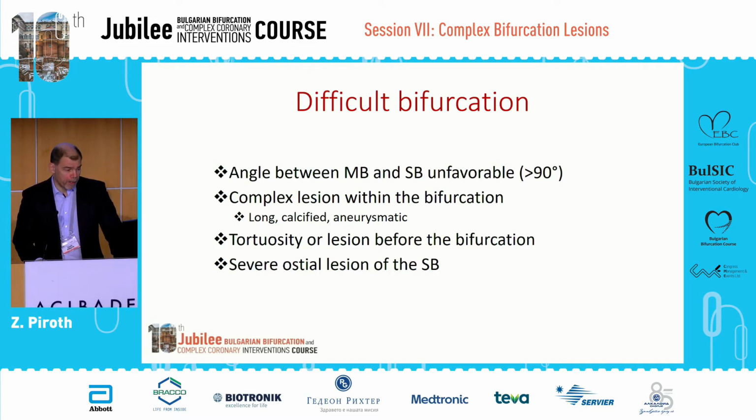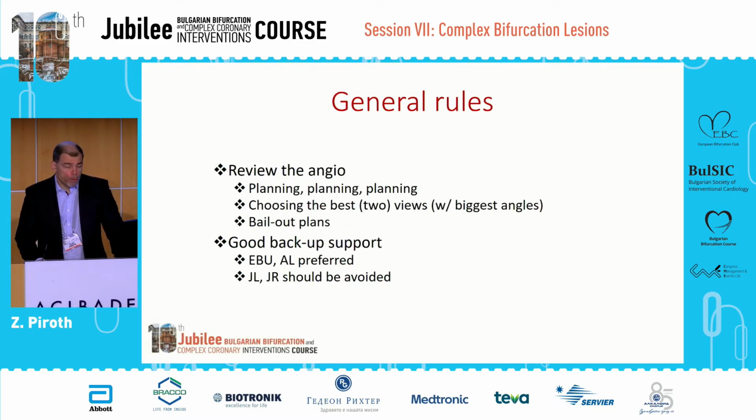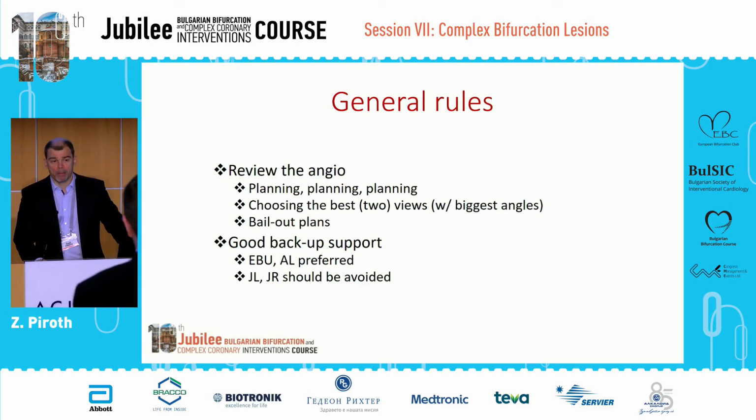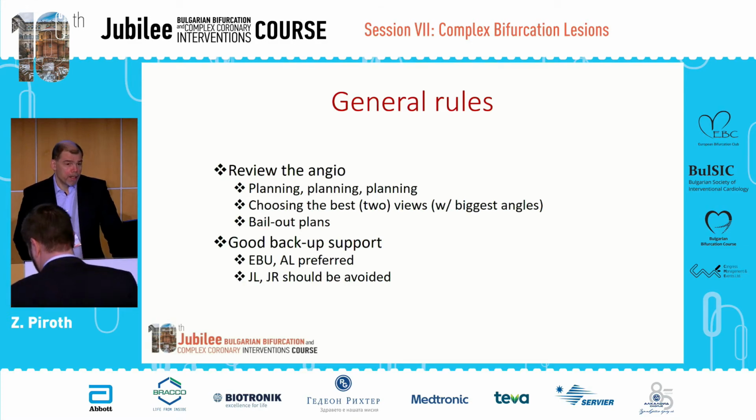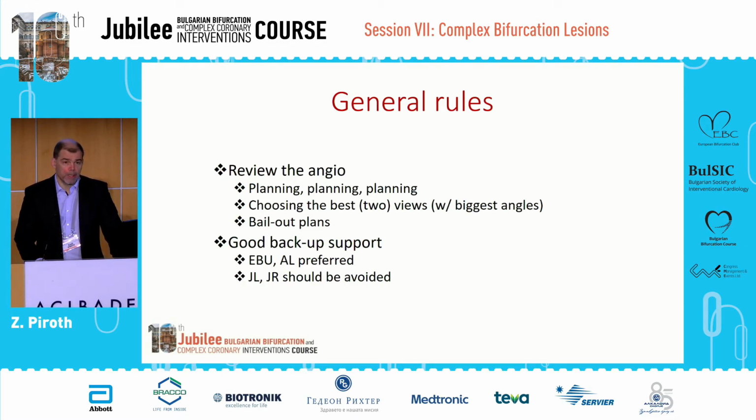Of course, you may have difficulties in wiring the main branch, but the majority of my talk will pertain to side branch wiring. As a general rule, of course, we have to review the angiogram and plan. We should have plan A, plan B, and plan C for how to proceed. And we should choose the best views, at least two orthogonal views, in which the angle is biggest between the side and the main branches, and there's no foreshortening. We can clearly see where we enter. This is especially true for special devices that I'm going to discuss with you in this talk.